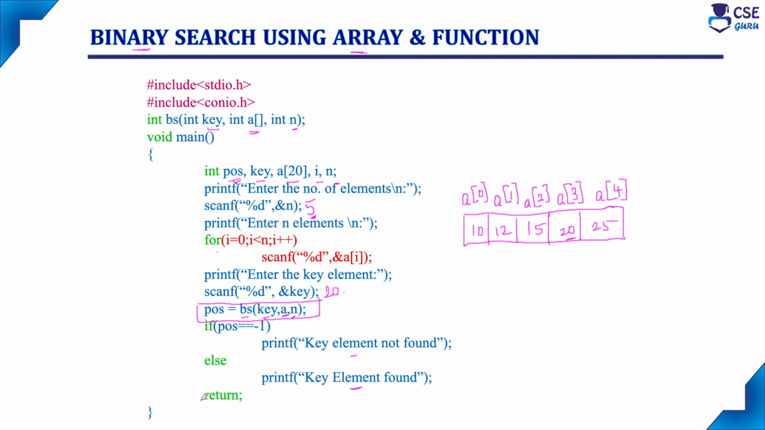Here also the same logic as linear search. If the position value is minus 1, it will print key element not found in the array. If the position value is any value other than minus 1, such as 0, 1, 2, 3, it will print key element found in the array.